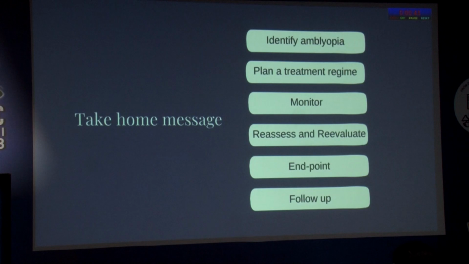So the take-home message is you have to identify amblyopia and you have to customize the treatment regime for each patient and monitor them during the therapy, assess the endpoint, the duration of therapy, reassess and reevaluate them, and follow up of these patients. And these are all the guidelines, but they have to be updated regularly, and we have to take this only as guidelines, and on the basis of each patient, we have to customize the treatment options.